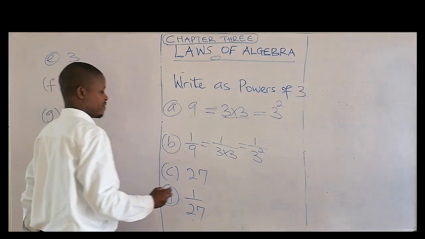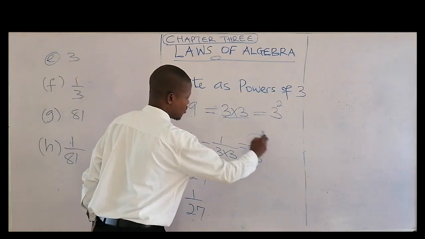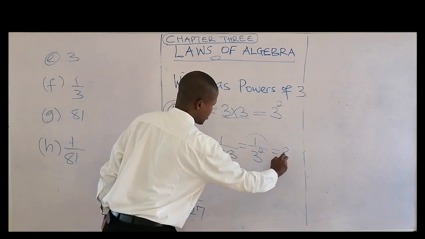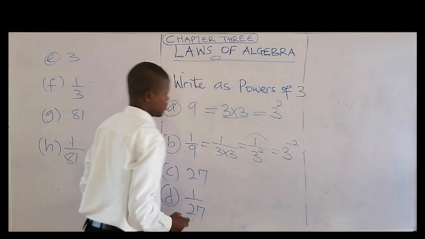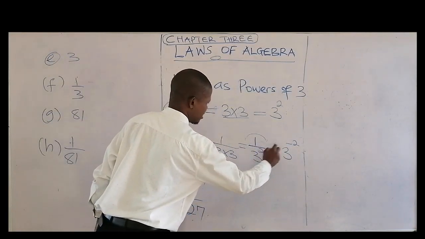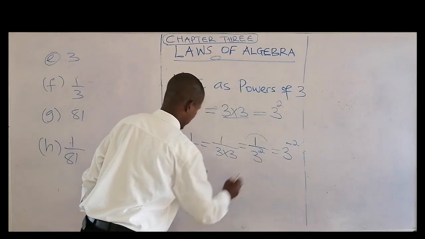Okay? And the final thing to do is to remove this 1 over. And then if you remove 1 over, that will be equal to 3 to the power minus 2. Okay? This 1 over is minus. Minus to what? The power.